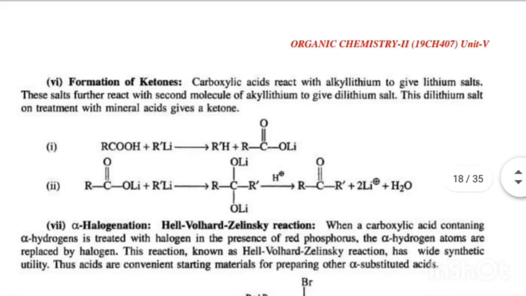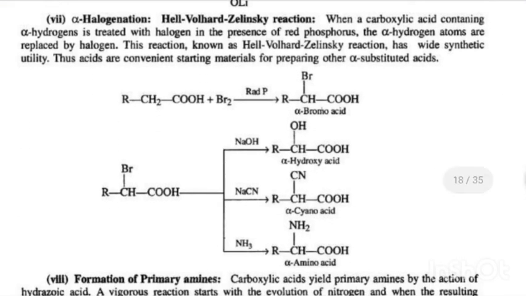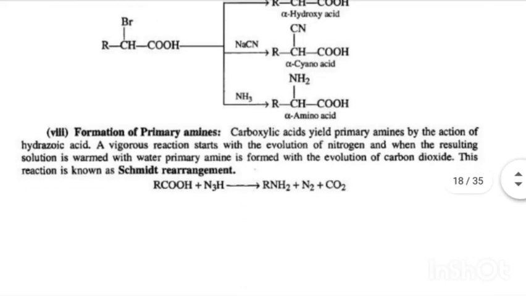And the sixth one is carboxylic acid treatment with alkyl lithium to form ketones. And the seventh one is alpha halogenation, alpha bromine substitution in the carboxylic acids, which is the Hell-Volhard-Zelinsky reaction. And the eighth one is formation of primary amine with the treatment of hydrazoic acid.